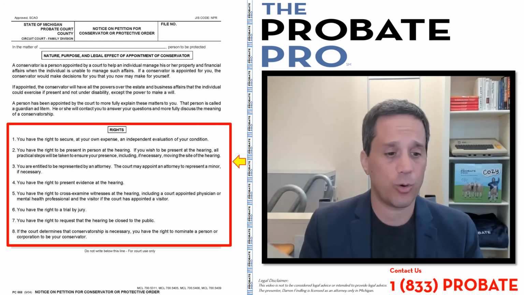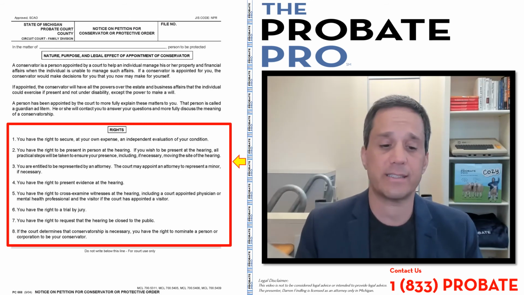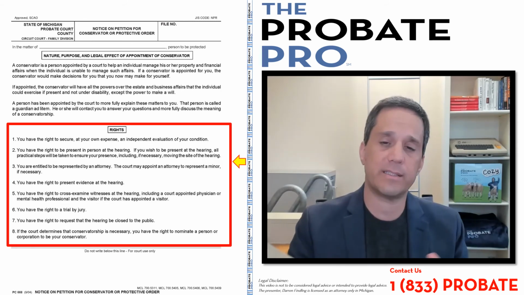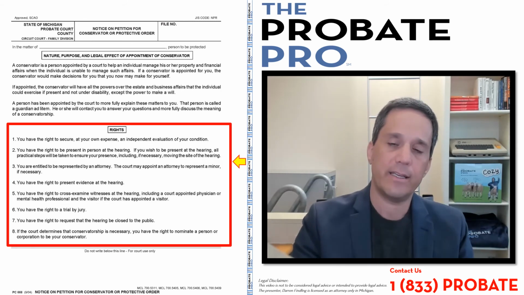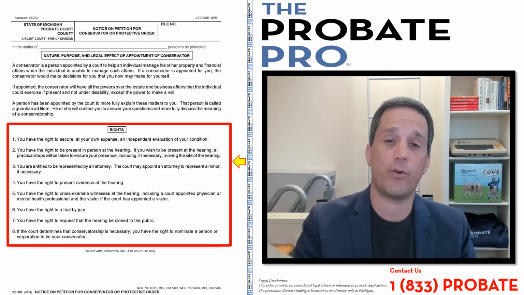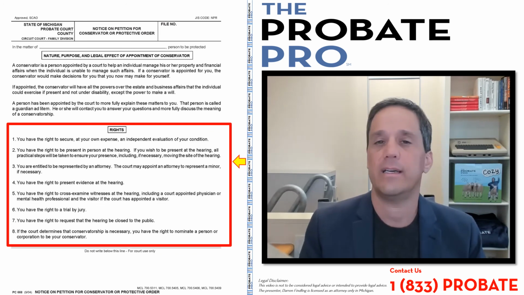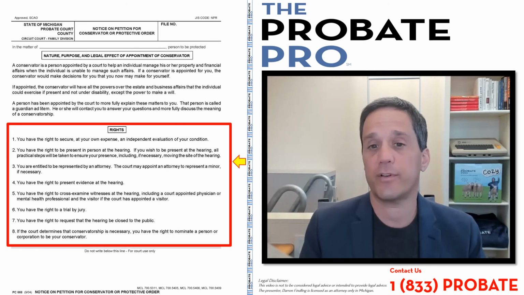And eight, if the court determines that a conservatorship is necessary, you have the right to nominate a person or corporation. So what this means is that if the court finds that you're in need of a conservator, you have a voice. They don't just get to pick whomever they choose. You have a voice to be able to nominate the person or agency or entity that you'd like to serve in the role of conservator.